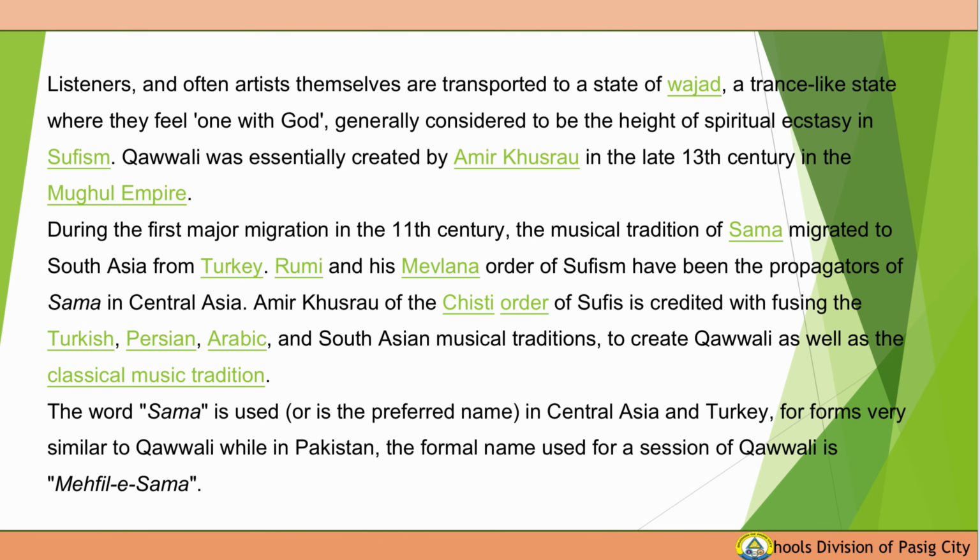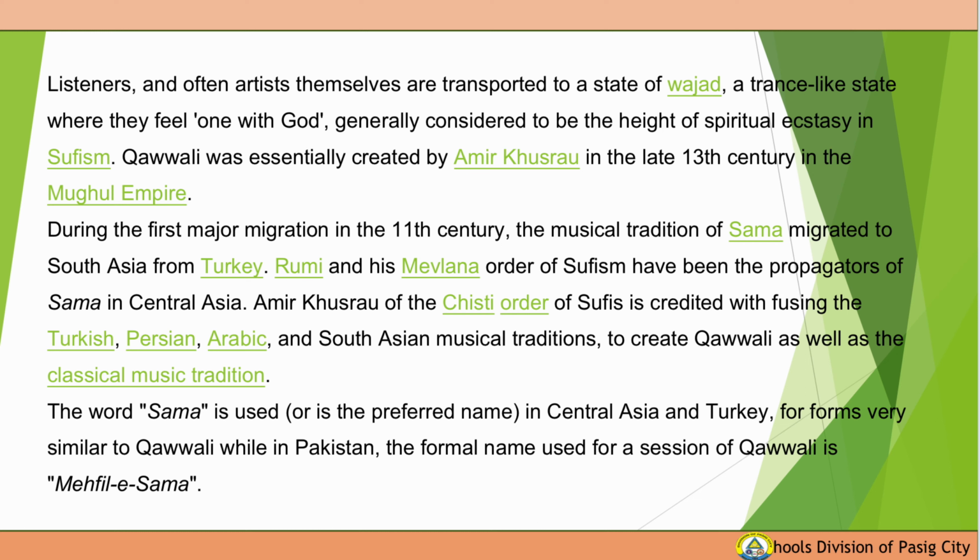Listeners, and often artists, themselves are transported to a state of wahad, a trance-like state where they feel one with God, generally considered to be the height of spiritual ecstasy in Sufism. Qawwali was essentially created by Amir Khusrau in the late 13th century in the Mughal Empire. During the first major migration in the 11th century, the musical tradition of Sama migrated to South Asia from Turkey. Rumi and his Mevlana order of Sufism have been the propagators of Sama in Central Asia.